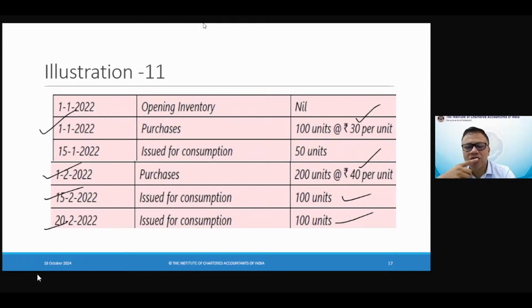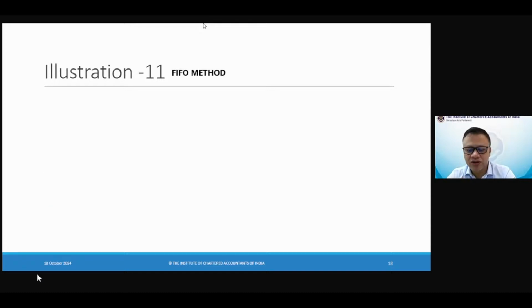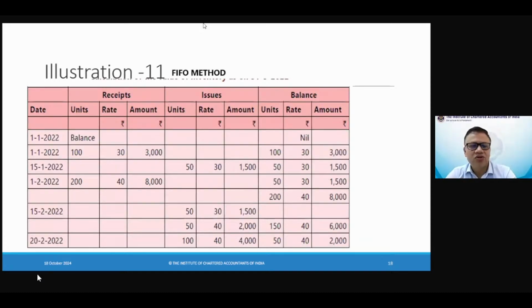Now, what is the method of valuation? Suppose you adopt a FIFO method. So your table becomes like this when you write the date, receipts, issues, and balance. And how does the balance come? Receipts minus issues is the balance. Every unit is written, and the rate is written so that you get the total amount of the inventory.